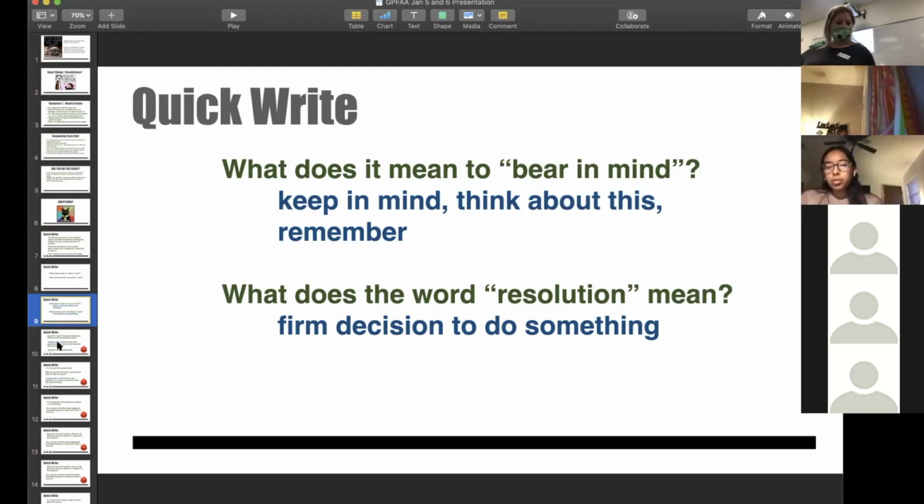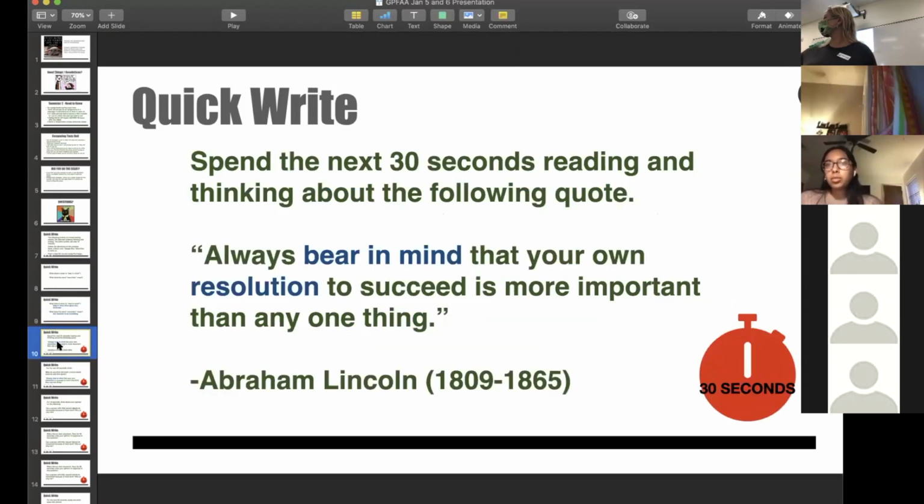All right, I wanted to point out those two terms because what I'd like you to do for 30 seconds is just think. Sometimes this is hard to do when we know we have a writing assignment, to just take a minute and think. But I want you to think about the following quote, from Abraham Lincoln. It says, "Always bear in mind that your own resolution to succeed is more important than any one thing." So always remember that your own determination, your own decision to succeed is more important than any one thing. I just want you to think about that for a few seconds.